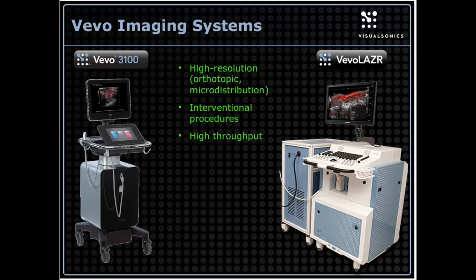Also, it's a fairly open platform allowing interventional procedures. We've got essentially a handheld ultrasound probe, which you can see actually hanging off the 3100 on the left side there. So it allows some interventional procedures. It's also quite high throughput. You can image many, many animals in a short time.